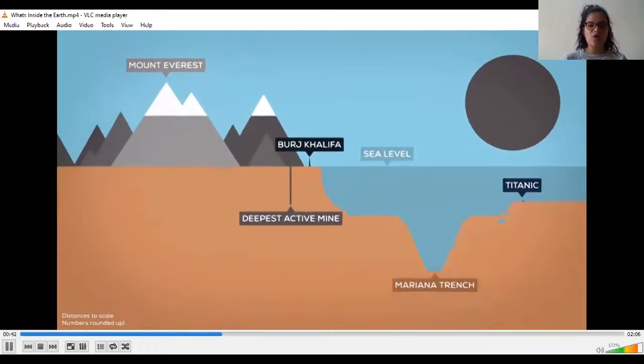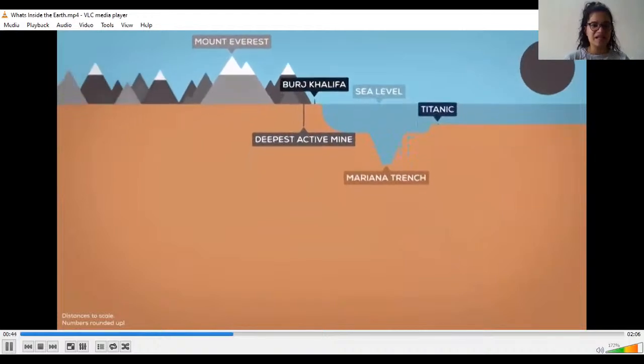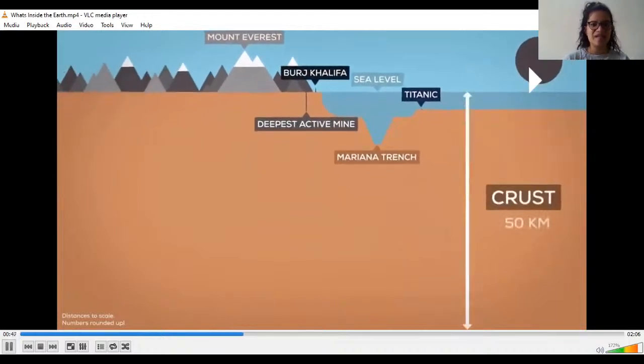The part we stand on is the crust. So the part we stand on, can you see, this part is the crust. It is about 50 kilometers thick, though it can vary between 5 to 70 kilometers depending on place to place. So the part we stand on is called the crust, which is approximately 50 kilometers, but it varies from 5 to 70 kilometers.